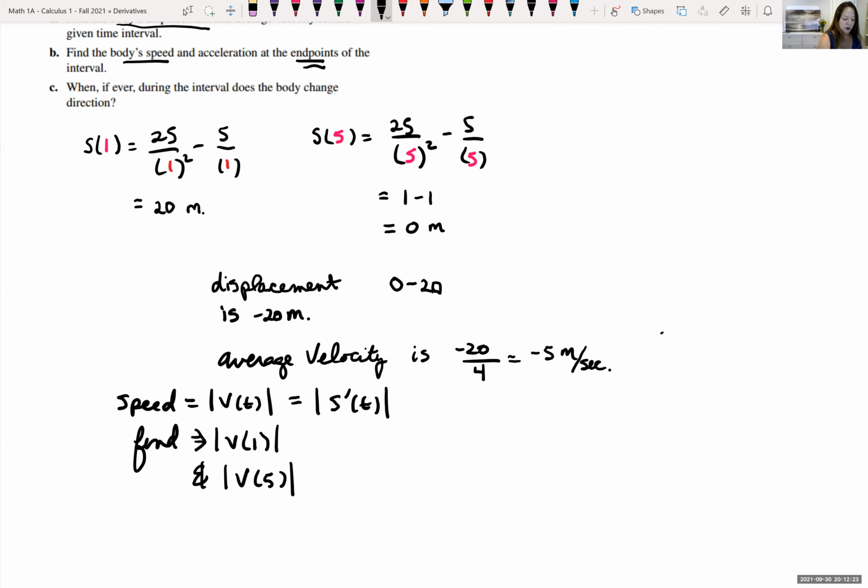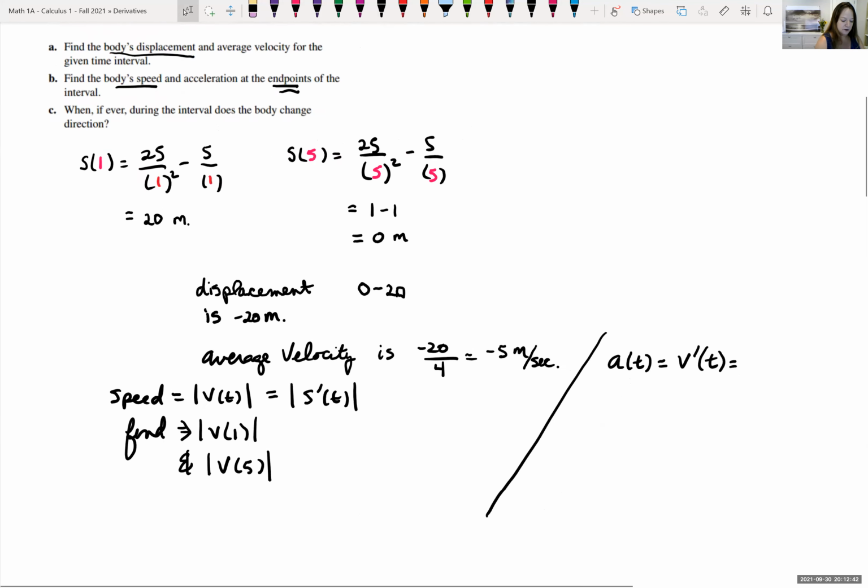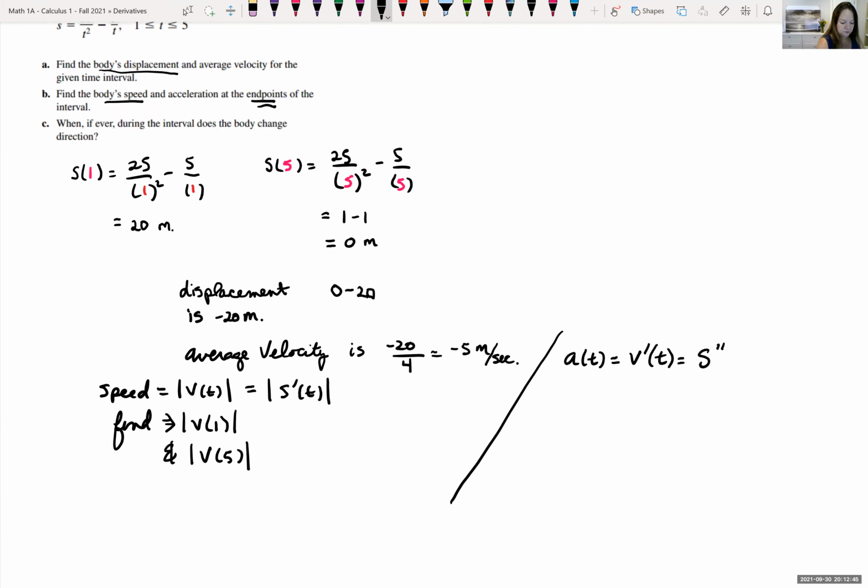Acceleration, recall, we found by taking the derivative of our velocity function. And so our acceleration function, which we denoted by a sub t, was equal to the derivative of velocity, which is equal to the double derivative of our position function. And again, in part B, it wanted us to find it at the endpoints, so a sub 1 and a sub 5.